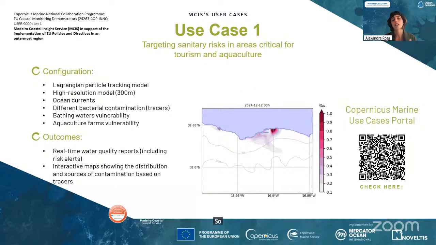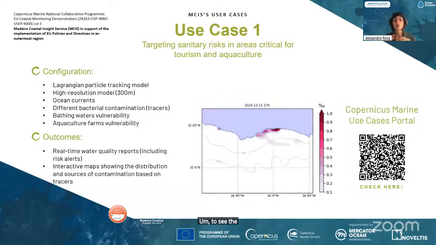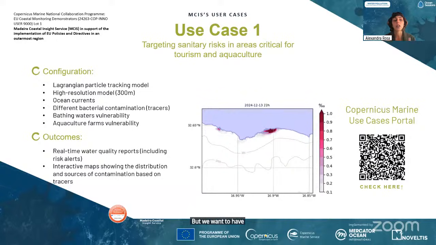So basically, this is a Lagrangian particle tracking model from the ROMS model with the high resolution configuration, where we are able to see the dispersion or the confinement of the plumes that come from the wastewater treatment plants. But in this project, what we want to do is not to have only this kind of pink color, but we want to have different kinds of bacterial contaminations, including E.